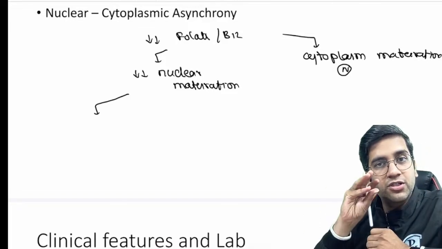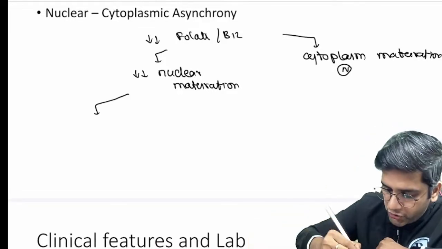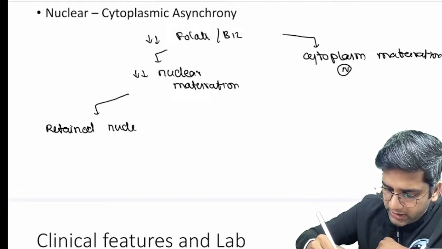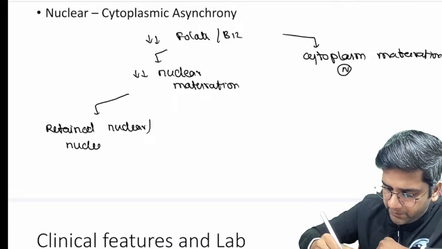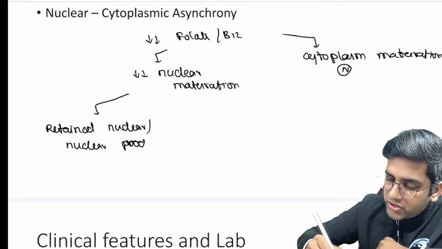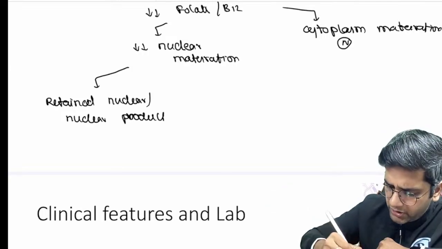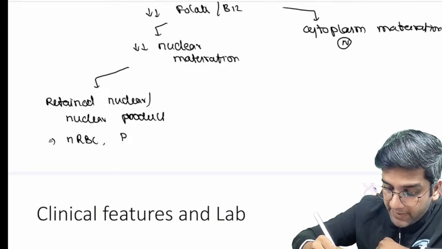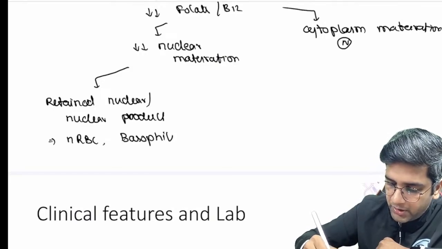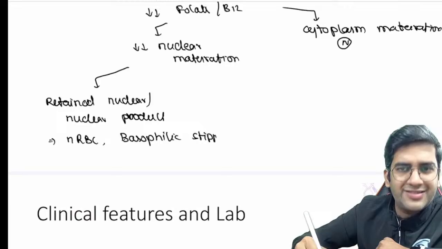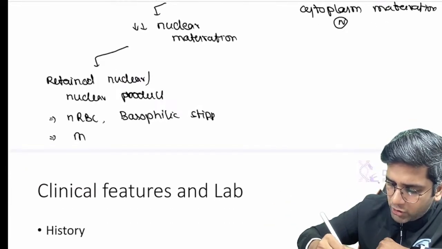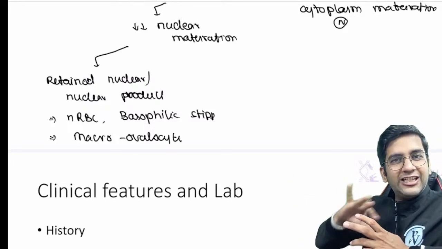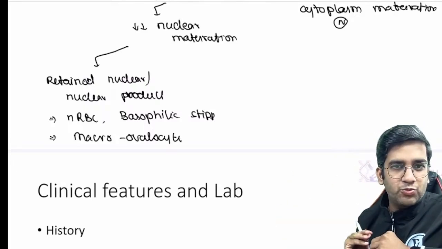In RBC, maturation is the nucleus becoming small and disappearing. So you'll have a retained nucleus or nuclear products in RBC, or it will take a lot of time to eliminate them, so the cell becomes bigger. So you can see nucleated RBCs in megaloblastic anemia. You can see basophilic stippling, the stippled RBCs, which means nuclear material is still retained there. Or I can have a macrocyte, because I am pushing it out very early, so it's still bigger. It has not yet matured and become smaller.